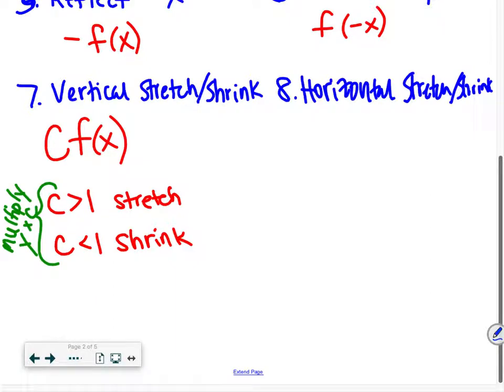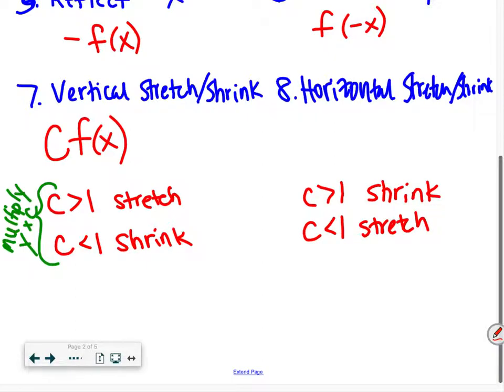Okay, Riley, Emma. What do we do for a horizontal stretch or shrink? If C is greater than 1, it's a shrink. Okay, so we have the opposite. Yeah. What about where is the C located? Is it in the same place? It's inside the parentheses. Okay, so when we have something multiplied inside, that is going to be a horizontal stretch or shrink. The rules are backwards.